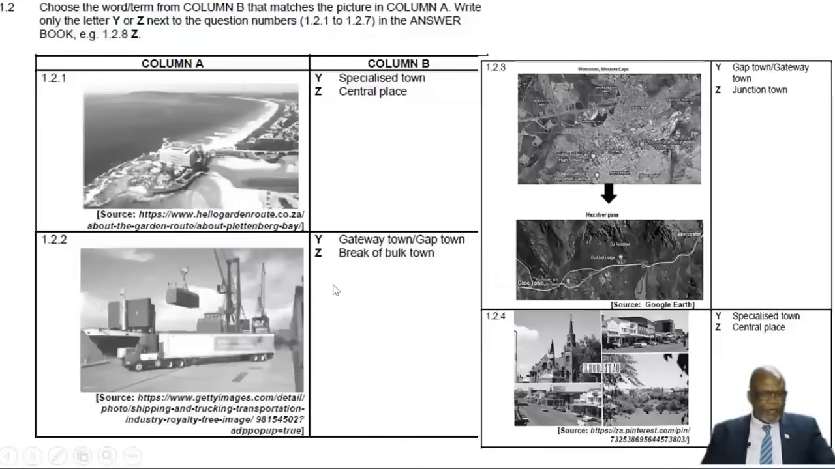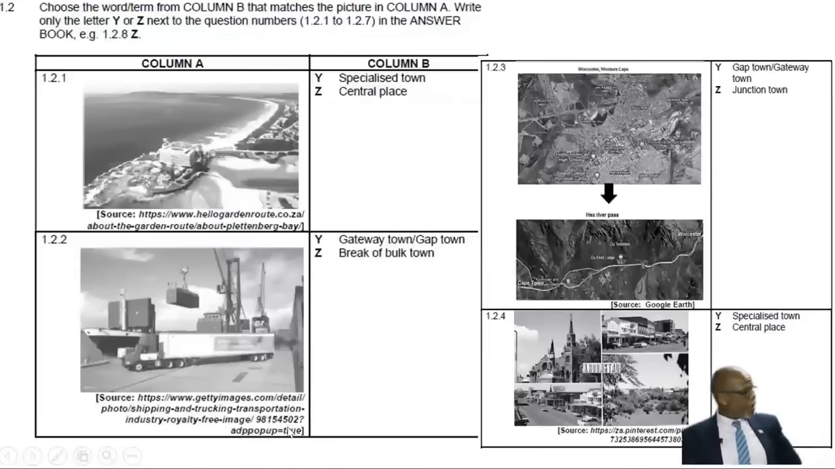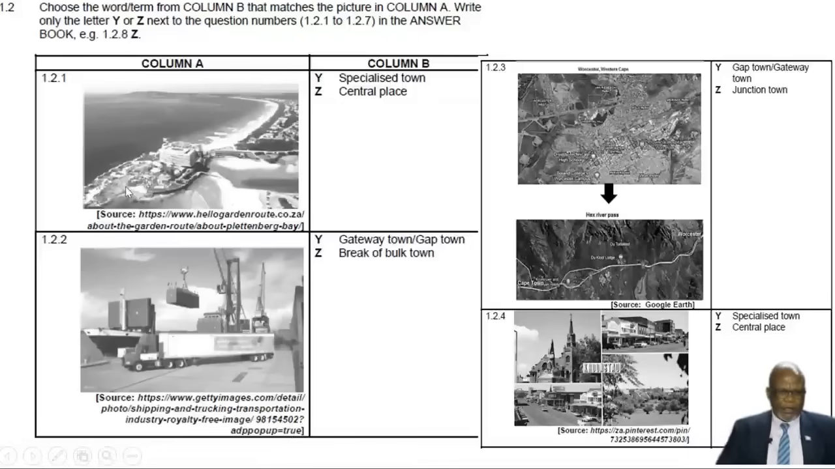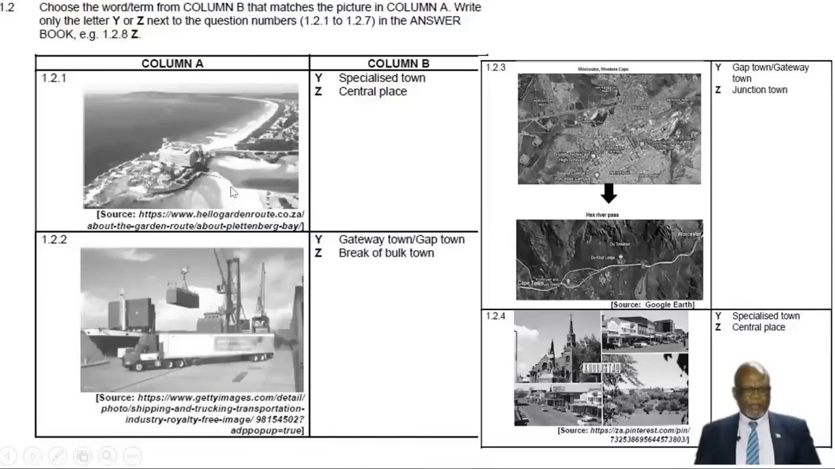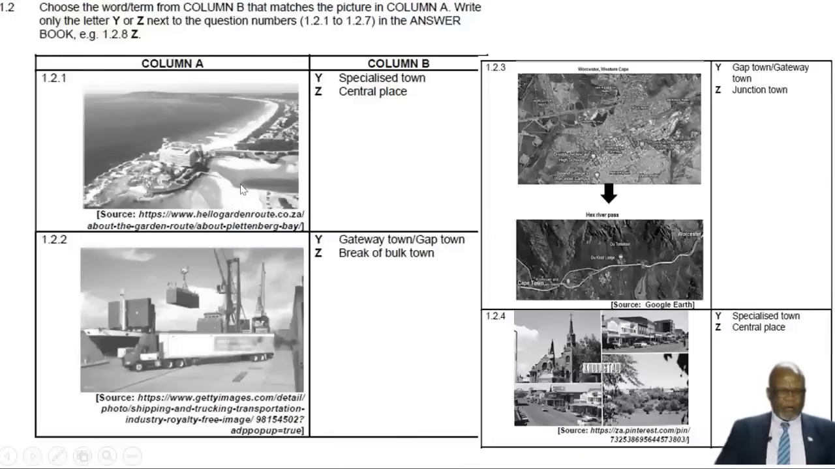Now, here is the next question. It talks about types of settlements. What do we have here in types of settlements? It says choose the word or the term from column B that matches the picture in column A. Write only the letter Y or Z next to the question number.